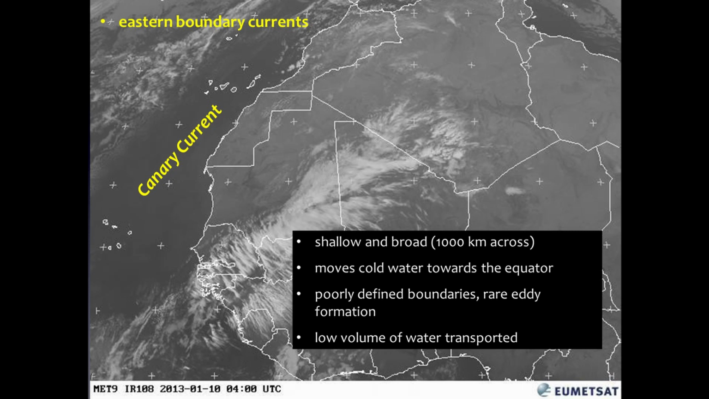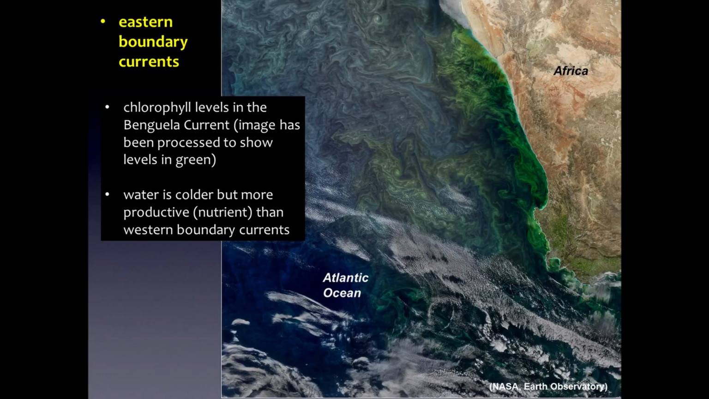And this has to do with the fact that we have really cold water, or colder water, moving through at this point. We also find that nutrient levels are greater within eastern boundary currents. So here's a picture of the Benguela Current that sits in the southern part of the Atlantic Ocean off the coast of Africa. And this image has been processed.